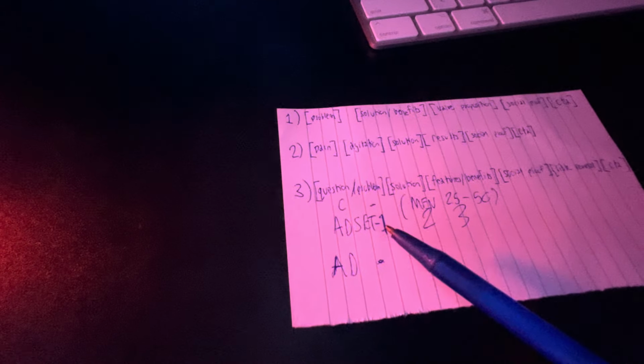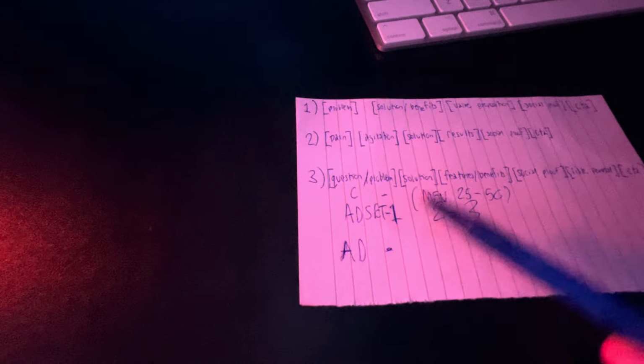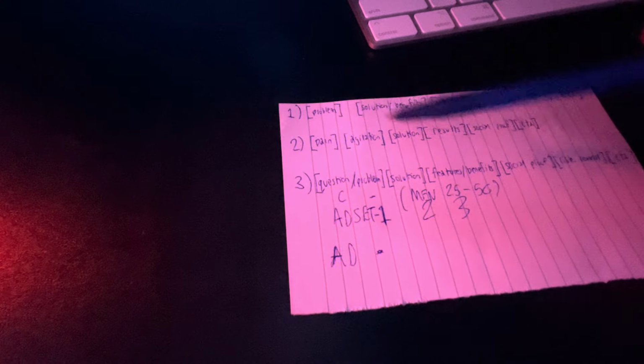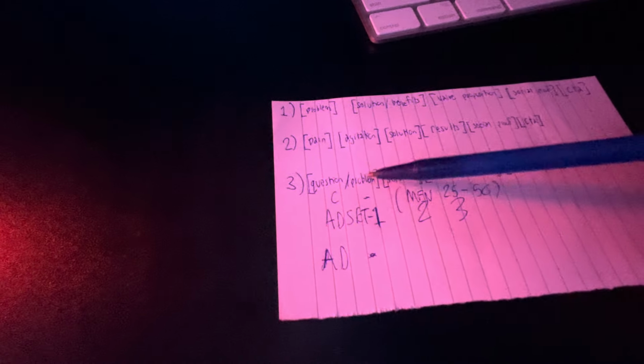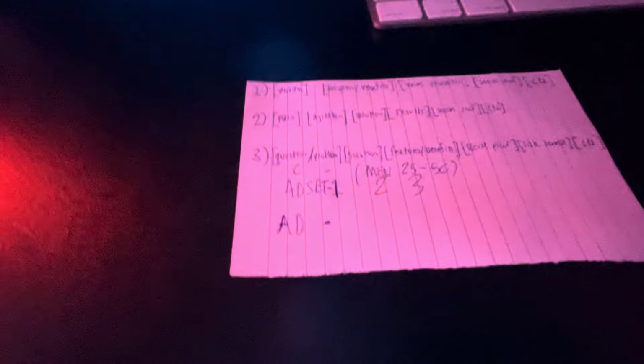So remember that. On the ad set level, this is what we're testing. The first set of ads, I suppose, is going to have this copy. The second set of ads is going to have that copy. The third set of ads is going to have that copy. Does that make sense? Are you following along so far? Cool.